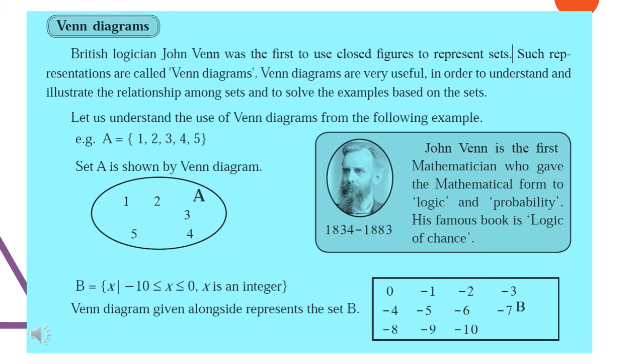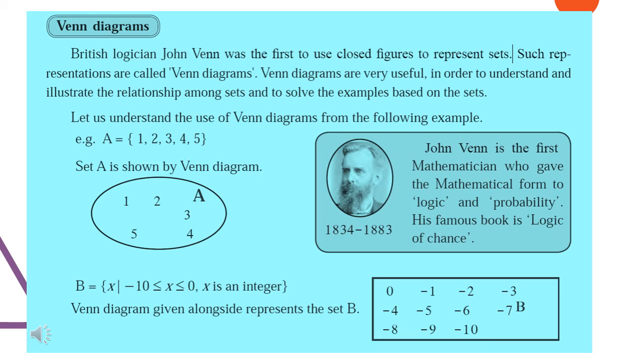So let us understand the use of Venn diagrams from the following examples. We have A is equal to 1, 2, 3, 4, 5. So instead of writing this in brackets, I can also draw a Venn diagram and just write all the elements into it and name the Venn diagram with the name of the set. So I have written here capital A and the elements are inside that oval which is being drawn.